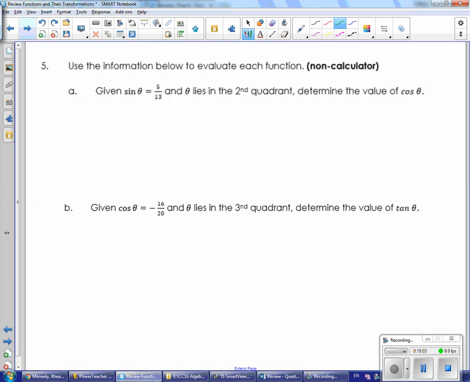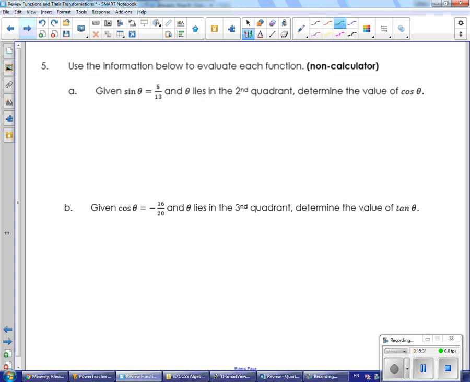All right. Problem number 5 takes a lot more work than a lot of the others because you are still evaluating functions, but this time you don't know where theta is. It's not on the unit circle. If you take a look at the first problem, it says that you're given that the sine of theta is equal to 5 over 13. 5 and 13 are not numbers that are on my unit circle. So I can't just go back to using the unit circle to try to figure out what the cosine is.